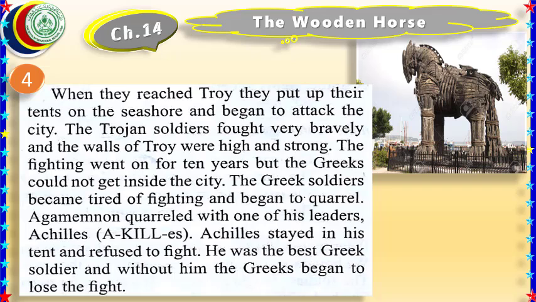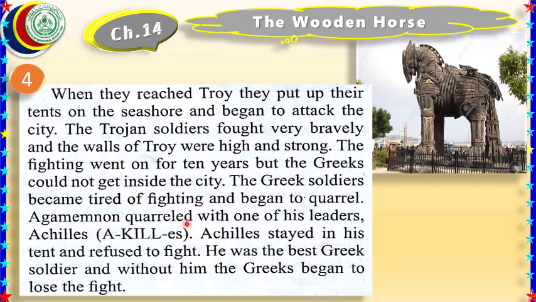Yes, students, this is paragraph 4. When they reached Troy, they put up their tents on the seashore and began to attack the city. The Trojan soldiers fought very bravely, and the walls of Troy were high and strong. The fighting went on for 10 years, but the Greeks could not get inside the city. The Greek soldiers became tired of fighting and began to quarrel.